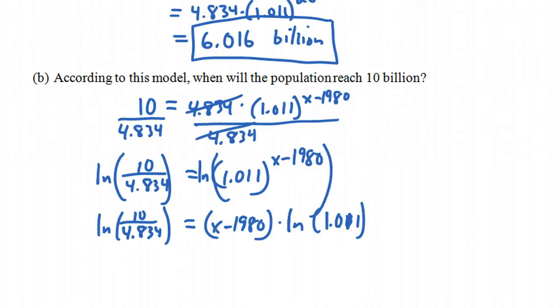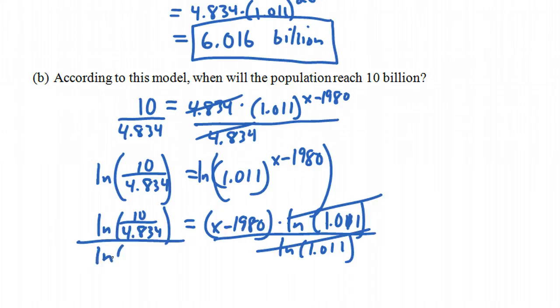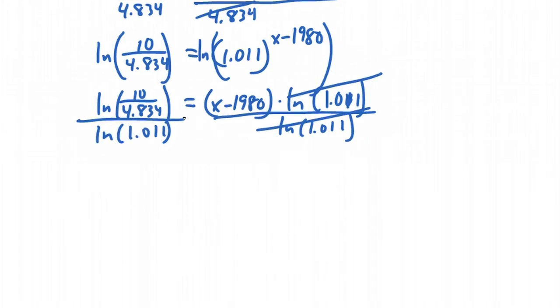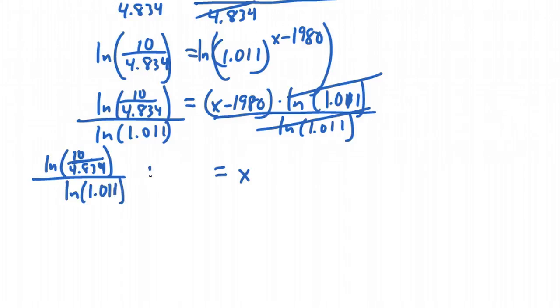Now we want, again, to solve this for x, so we're going to divide both sides by natural log of 1.011, to get rid of this over here. And so what we have now is this whole left-hand side is equal to x minus 1980. Now if we add 1980 to both sides, we'll get x equals ln of 10 over 4.834 divided by natural log of 1.011, and then plus 1980.